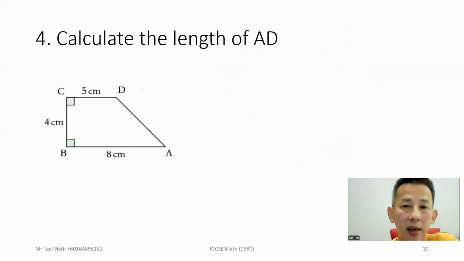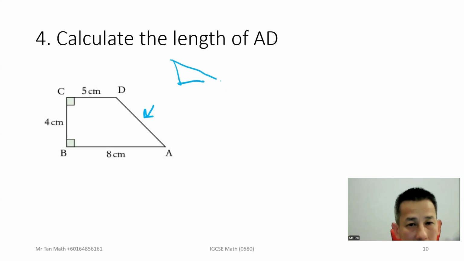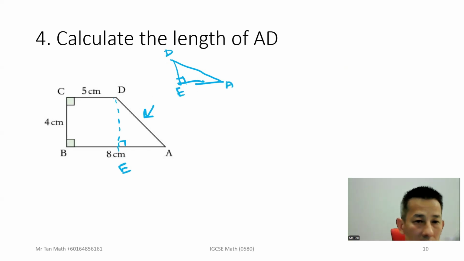Okay, number 4. Calculate the length of AD. So this is AD. The question is, where is your right angle triangle? If you remember, first you need to find where the right angle triangle is. If you look closely, you can put a line here and it will form a right angle triangle. We label this point as E. DE should equal CD, which is 4, and EA here will be 3, because this is 5, same as here.